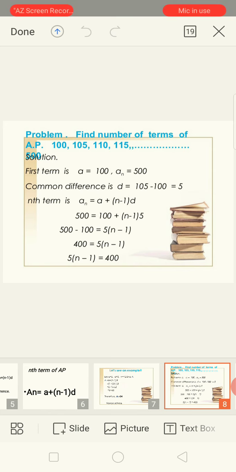So based on the information given, find the value of n. So nth term An is equal to A plus n minus 1 into D. 500 is equal to 100 plus n minus 1 into 5. Next step, 500 minus 100 is equal to 5 into n minus 1. 400 is equal to 5 into n minus 1.